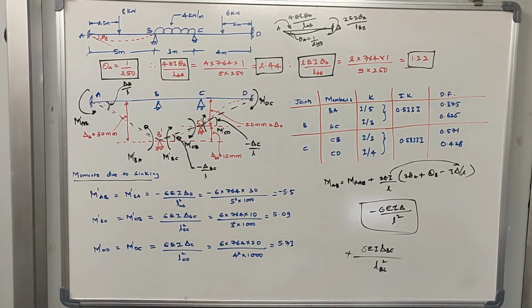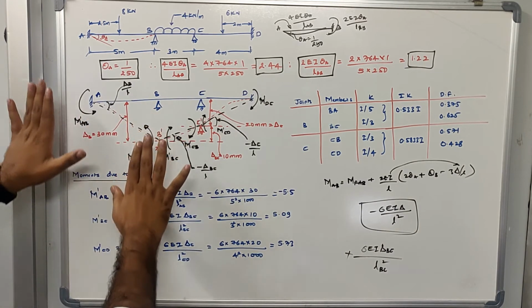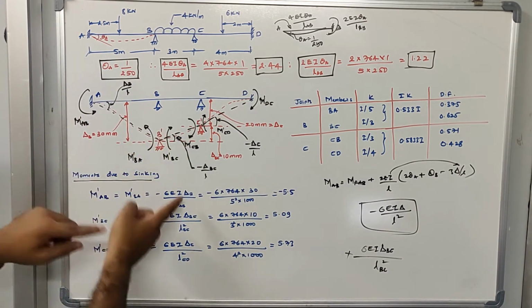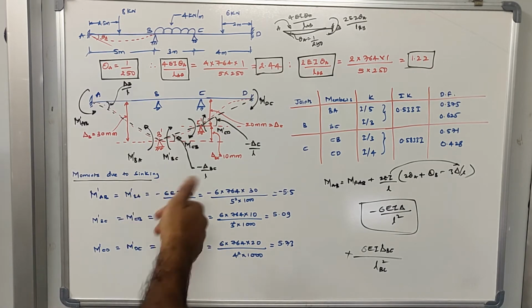Okay, this is what you need to remember. First, you need to understand the structure. You need to find out the relationship between the near end and far end. Based on that, you have to write the equation, which is 6 EI delta divided by L square, whether it will be positive or negative.